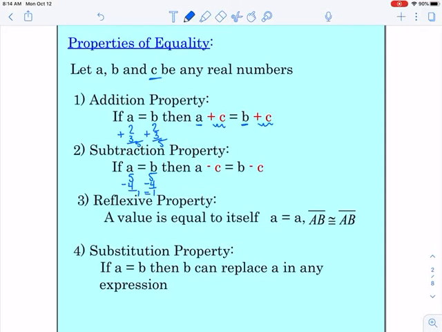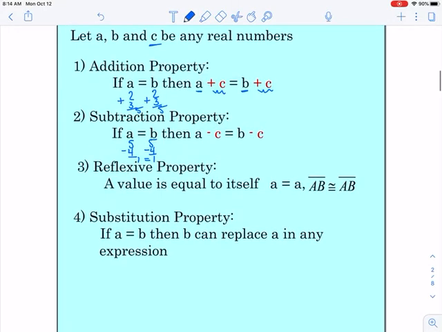Okay, the reflexive property, again, this is going to come into play in the majority of the proofs that you're going to do. Think of the reflexive property as your reflection. You're looking at yourself. So the reflexive property says that a value is equal to itself. So for example, A equals A, or you can have a line segment that equals a line segment. So AB is congruent to AB.